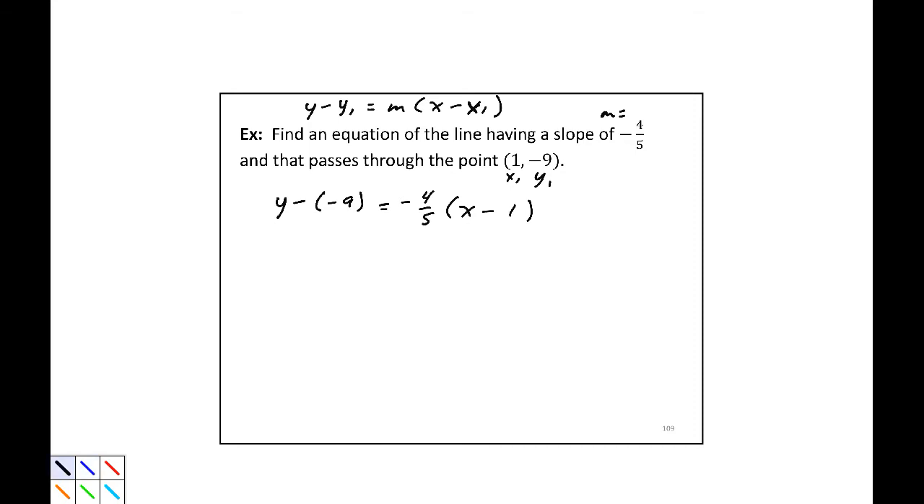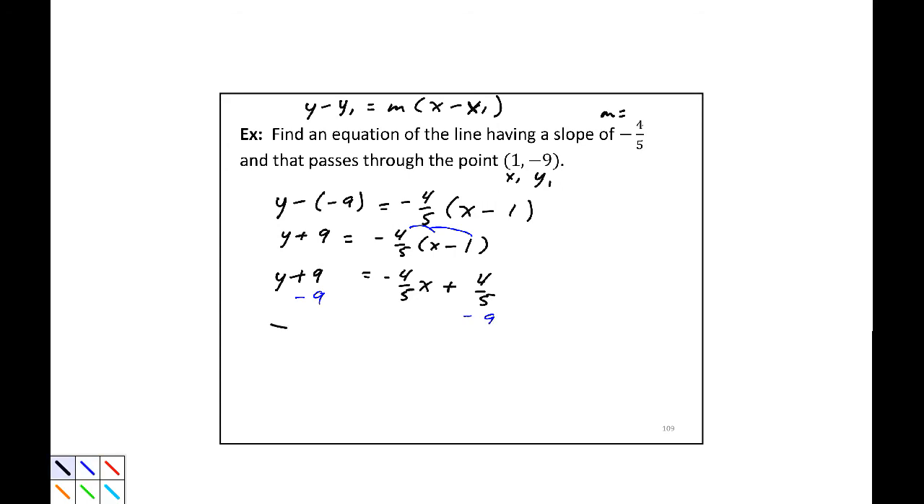Now I will rewrite this as y plus 9. Then we'll distribute our -4/5. So -4/5 x plus 4/5, two negatives, equals y plus 9. And then we will subtract 9 from both sides.